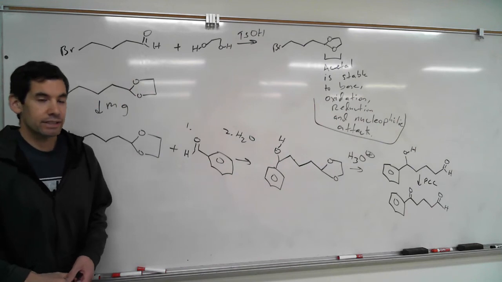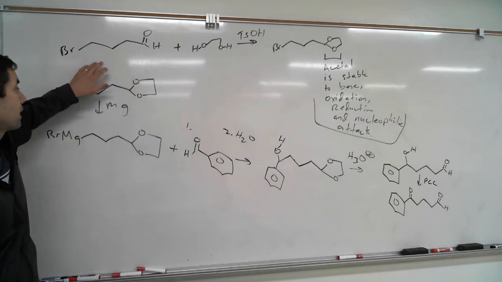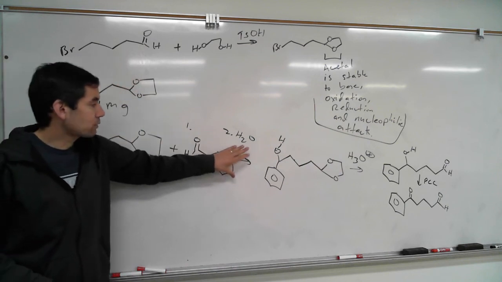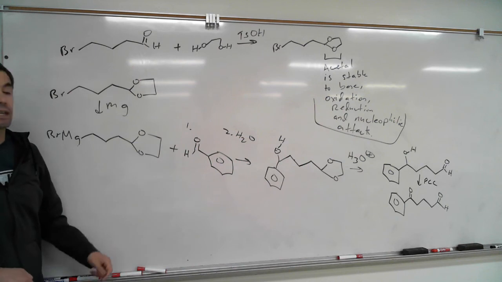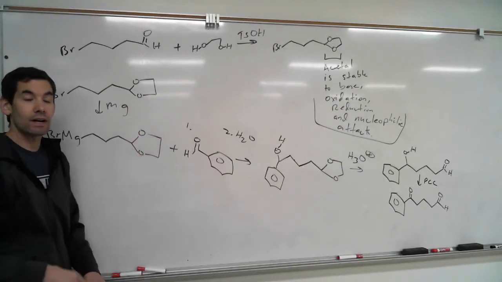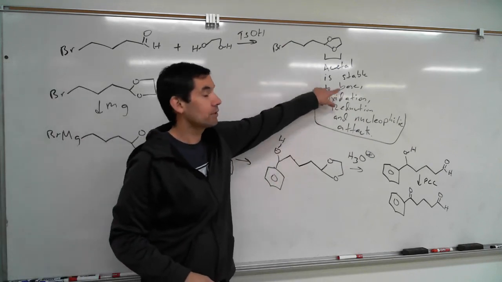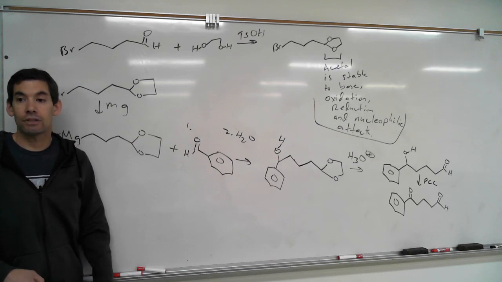Notice we started with this reagent here, that aldehyde and a bromine. If I didn't protect it, I wouldn't be able to do this chemistry because the aldehyde would be very reactive to that Grignard reagent that we create. But by making this acetal, we made a protecting group that is stable to all these types of conditions, so that we can do all these types of reactions available to us.